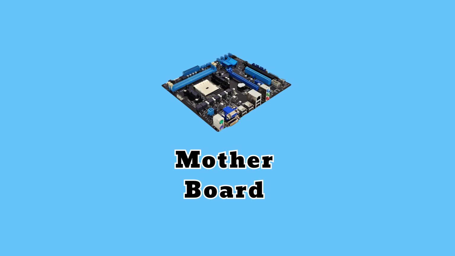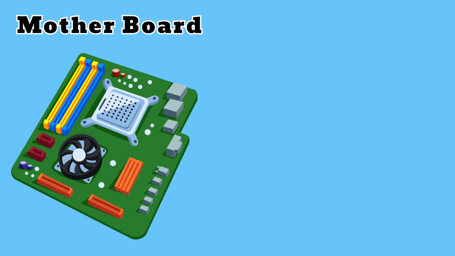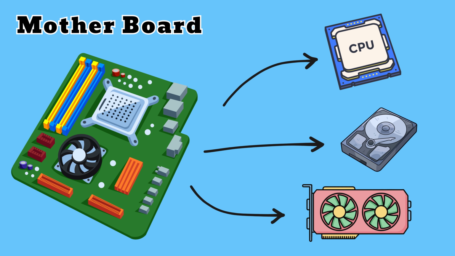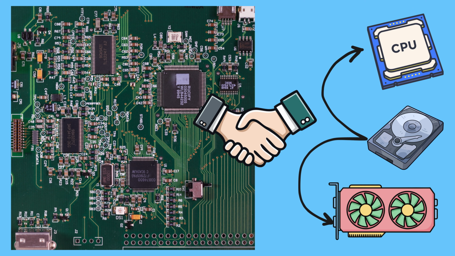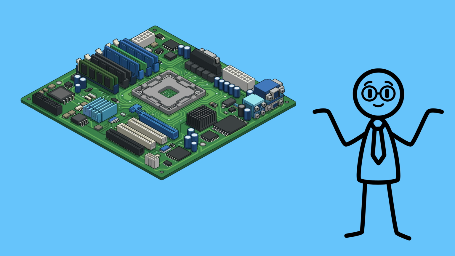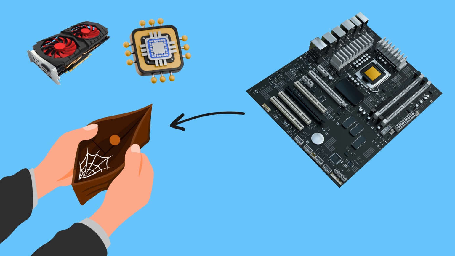Motherboard. The motherboard is a large flat board that sits inside the computer. All important parts, such as the processor, storage, and cards, are attached to it. It has many tiny pathways and connectors that allow electric signals to travel between components so they can communicate with each other. It is often called the heart of the computer. Even though it plays such a critical role, it usually costs less compared to parts like the processor or graphics card.